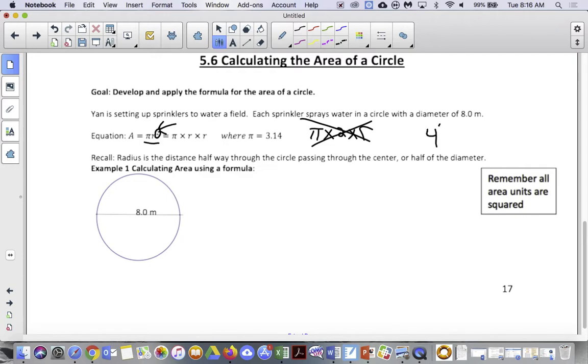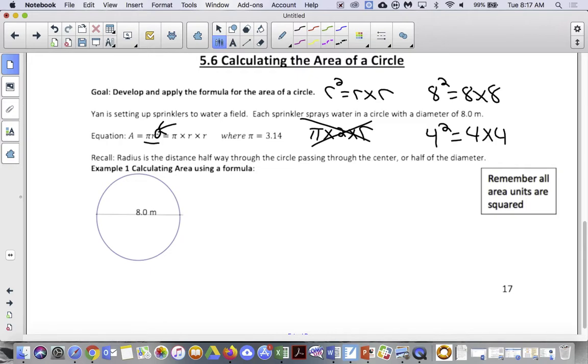So if I had 4 squared, it would be 4 times 4. If I had 8 squared, it would be 8 times 8. And if I have r squared, it's r times r, whatever the radius is. Okay? So when calculating area, it is not like circumference. When you did circumference, you could use either the radius or the diameter. When calculating area, you can only use the radius.